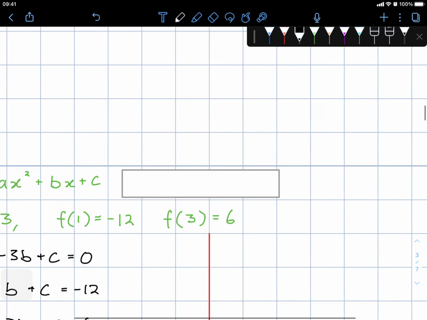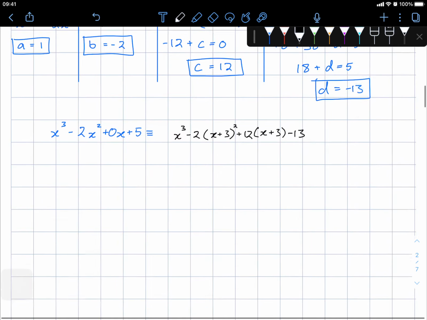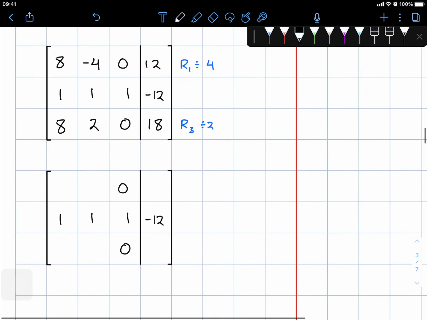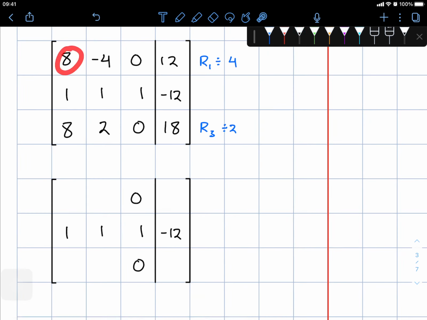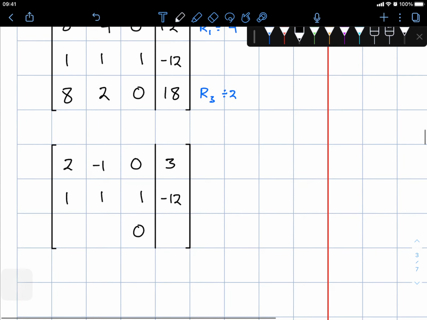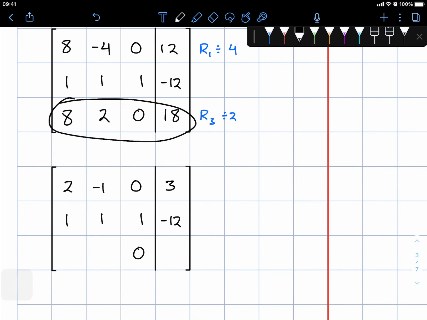So 8 divided by 4 is going to be 2. -4 divided by 4 is -1. 12 divided by 4 is going to be 3. We do the same to the third row. 8 divided by 2 is going to be 4. 2 divided by 2 is 1. 18 divided by 2 is 9.